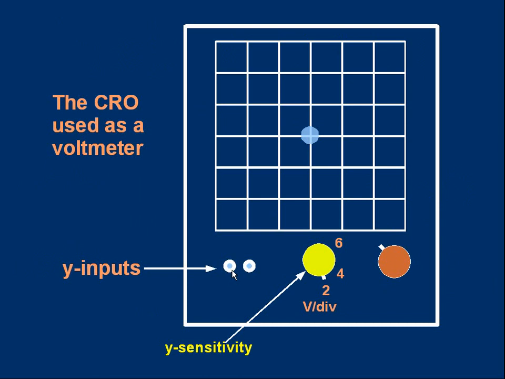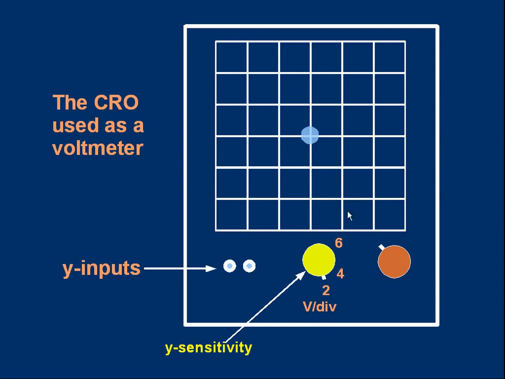Now these two little circles on the bottom left are our inputs. I'm calling them Y inputs for a reason. If we apply a voltage between these two inputs, the spot on the screen will move up or down, like on the y-axis of a graph, so we call them the Y inputs. This knob I've marked in yellow is called the Y sensitivity, and I've marked three values here, 2, 4 and 6, in units of volts per division.